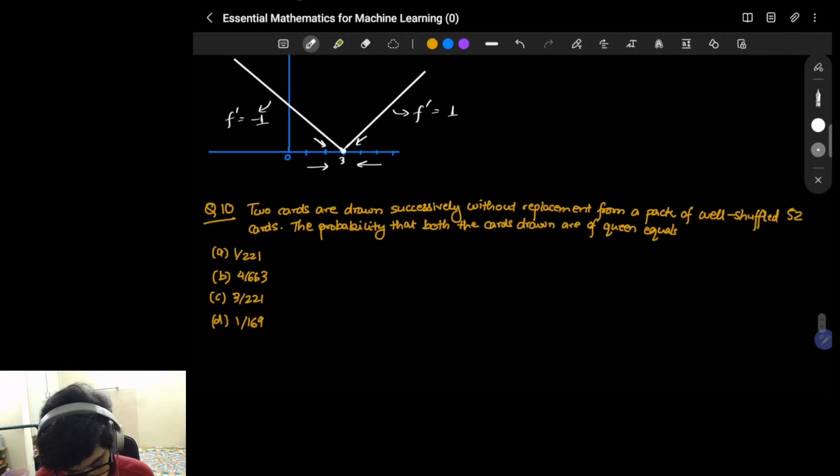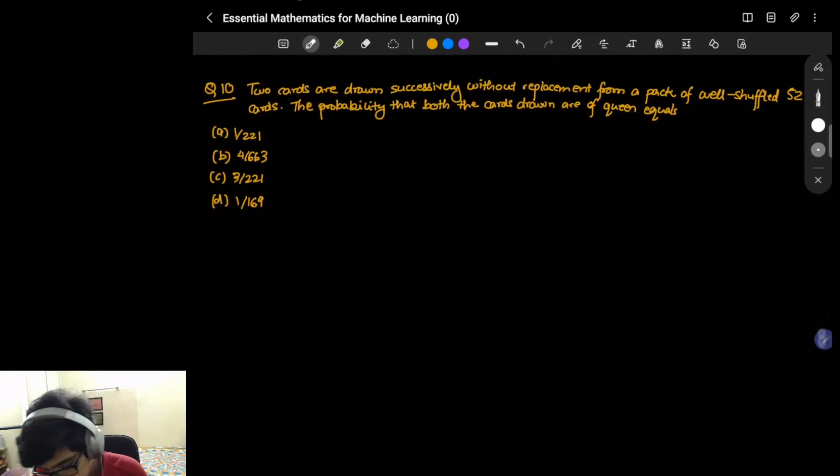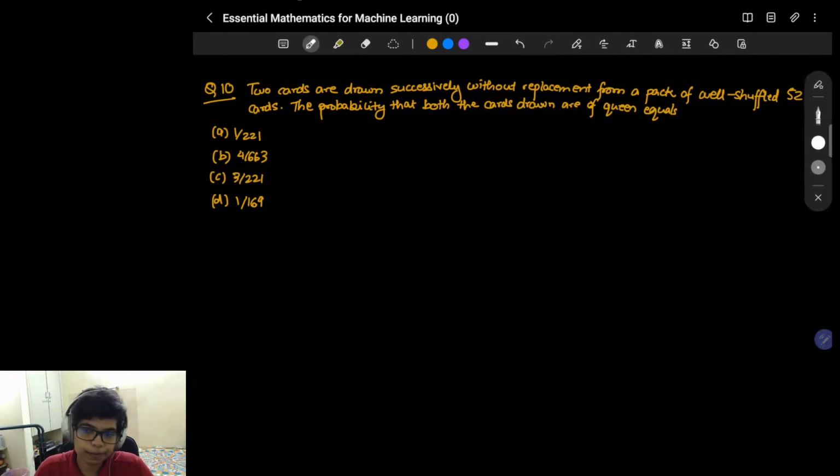Then we have the last question. This is a question on a pack of cards, and we need to draw 2 cards from the pack of cards without replacing the first card, and we need to find out the probability of getting 2 queens.